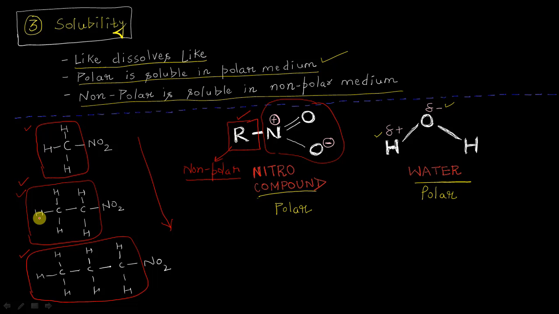And because the R group is non-polar in nature, whenever the size of this non-polar R group increases, the solubility in water will decrease. Now this was the story of the aliphatic type of nitro compound. Once again, by aliphatic we mean when the R group is something aliphatic in nature. And now let us see what will happen if we have an aromatic type of R group here.